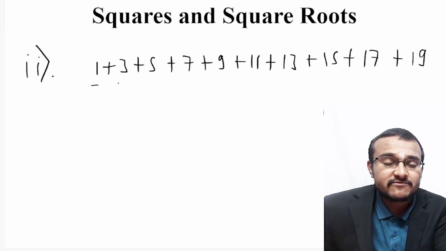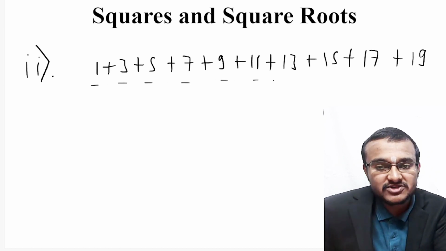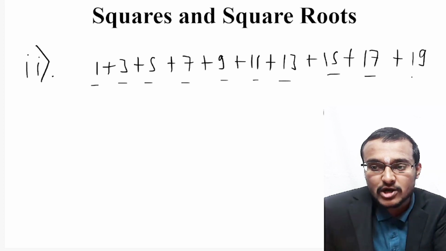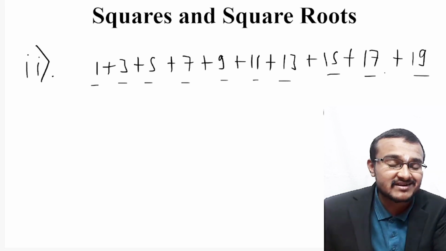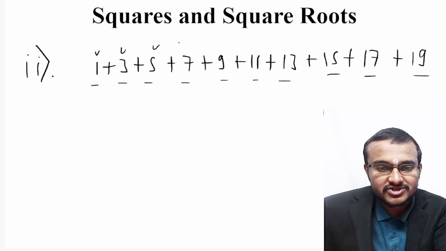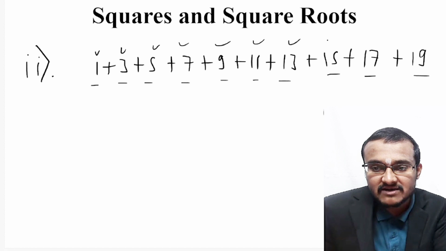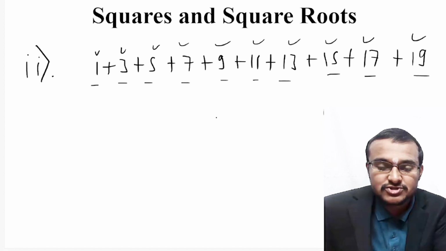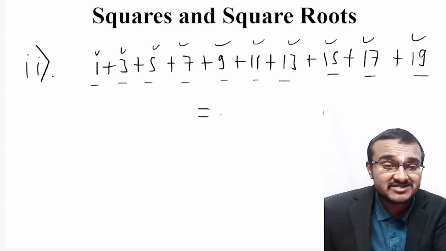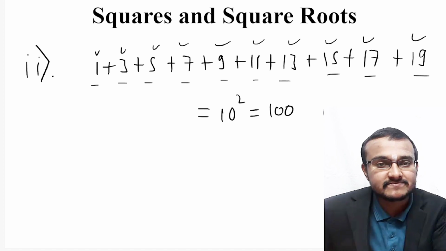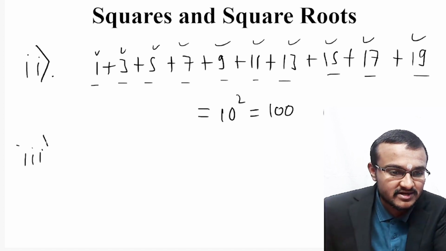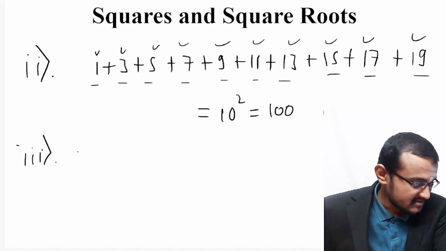Now, if you go on adding all these numbers individually, it will take time. So you can just count how many consecutive odd natural numbers are added starting from 1. You can go on counting: 1, 2, 3, 4, 5, 6, 7, 8, 9, 10. So the sum of all these 10 consecutive odd natural numbers starting from 1 will be 10 square, that is 100.